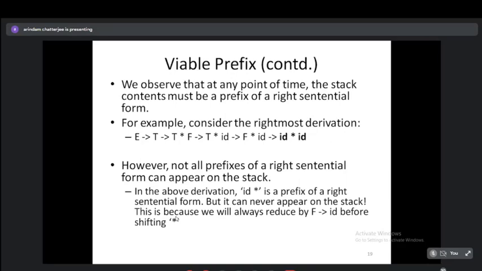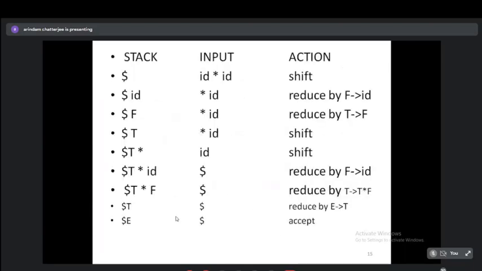Okay, let's see this example. E producing T, T producing T star F, T producing T star ID, that produces F star ID, that produces ID star ID. We observe that at any point of time, the stack contents must be a prefix of a right sentential form. Did you get this point? So you can see that if you look at the stack we had earlier, it is nothing but a part of the right sentential form.